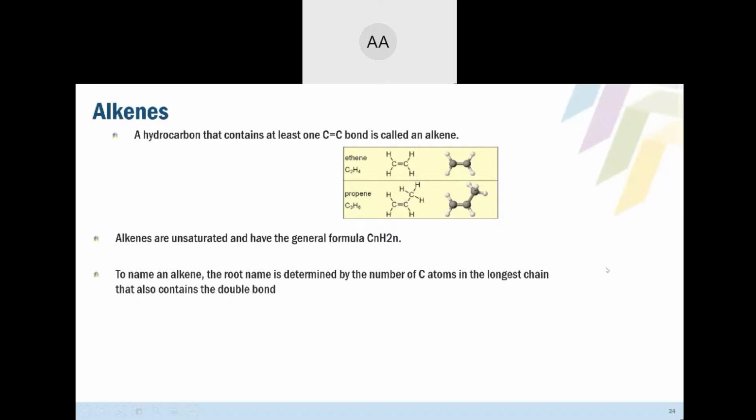To name an alkene, the root name is determined by the number of carbon atoms in the longest chain that also contains the double bond, an important rule to remember. The carbon chain is numbered from the end closest to the double bond. And the suffix for alkenes is always -ene.